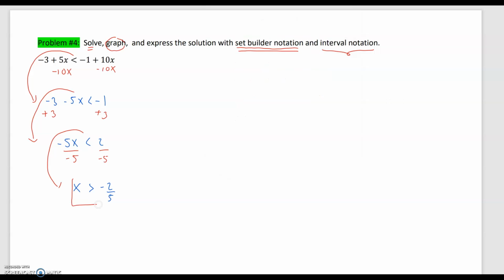Let me box this in. Keep in mind that we currently have a less than. After the division, we end up with a greater than. So let me just rewrite it as the solution: in this case, x is greater than -2/5.